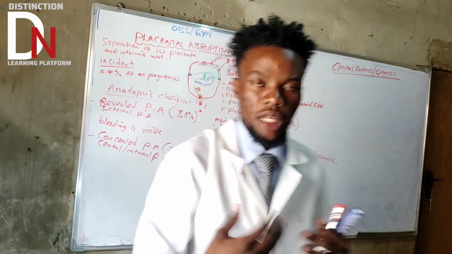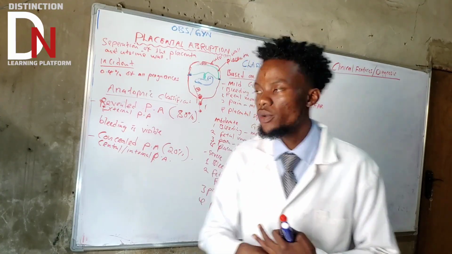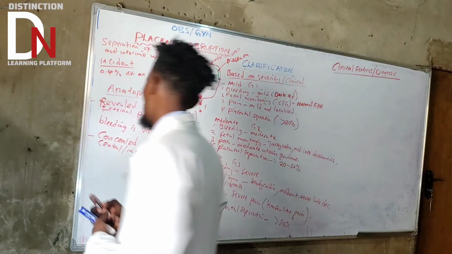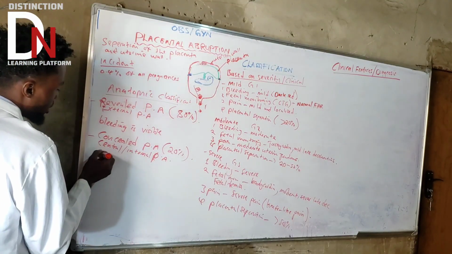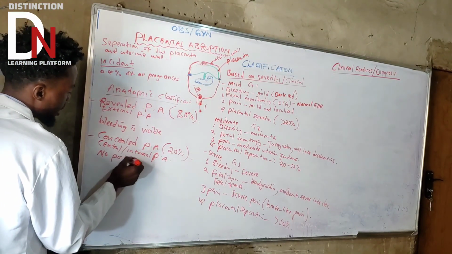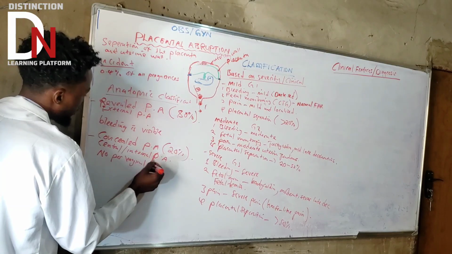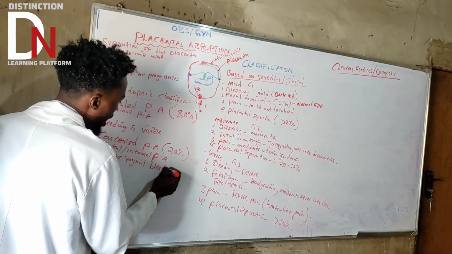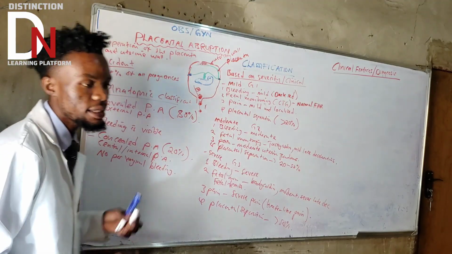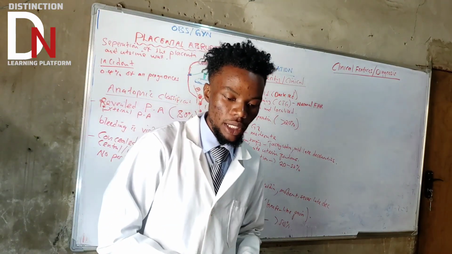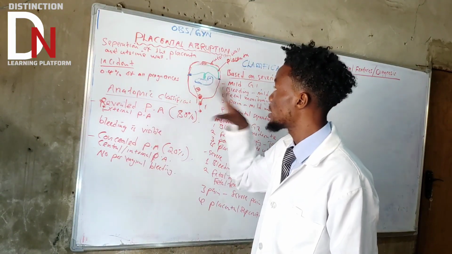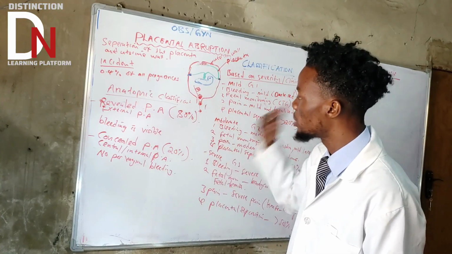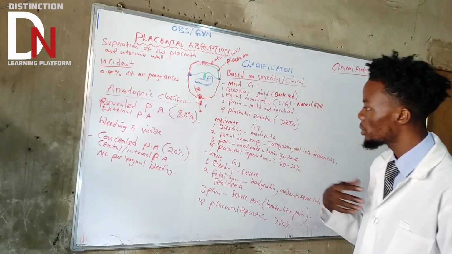Now, there's an important point you need to take note of on concealed. Remember that under concealed, there is no vaginal bleeding. You're not going to see it here. And concealed is the dangerous type of placental abruption, because this one can kill the patient. It has a higher mortality rate. Very important to take note.